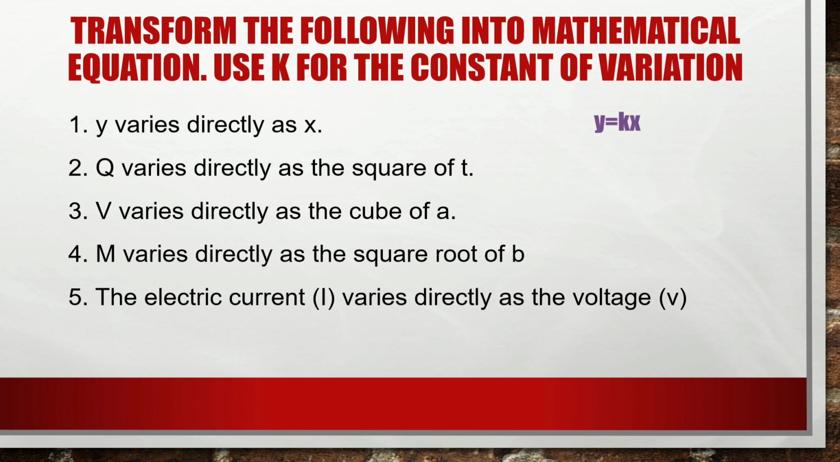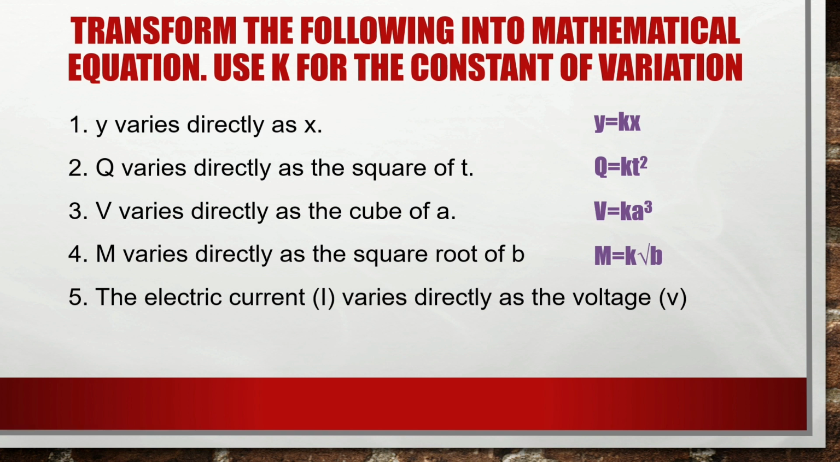Number 2, Q varies directly as the square of t. That is capital Q is equal to kt raised to the second power. Number 3, V varies directly as the cube of A, that is capital V is equal to kA raised to the third power. Number 4, M varies directly as the square root of B, that is capital M is equal to k square root of B.